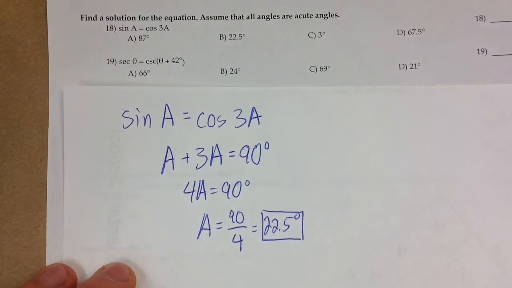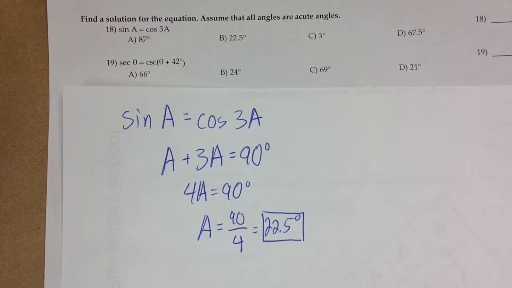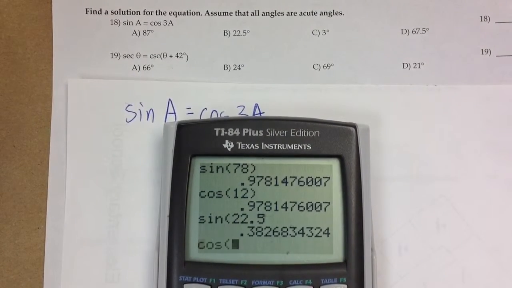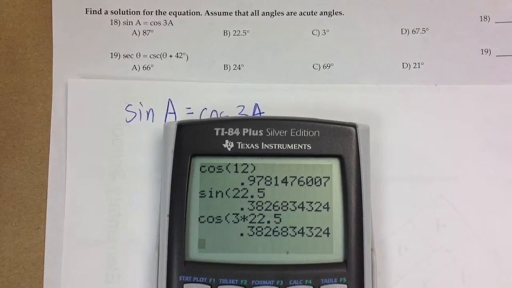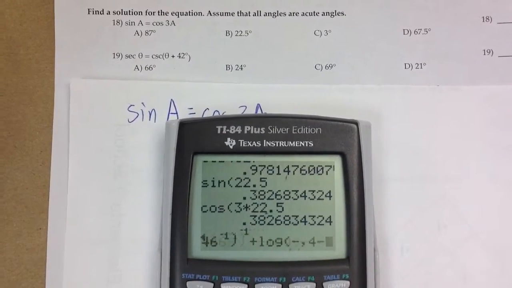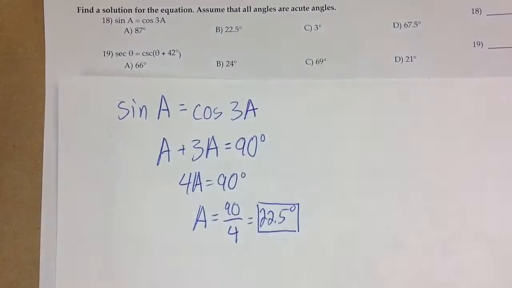Mathematics is about finding the truth. That's the value for which the sine of an angle is equivalent to cosine of triple that angle, 22.5. Okay? Sine of 22.5, bam. Cosine of 3 times 22.5, I'm the man. Algebra gives you this power. You don't have to fiddle around with your calculator and do a bunch of testing. You get with certainty what the answer is.